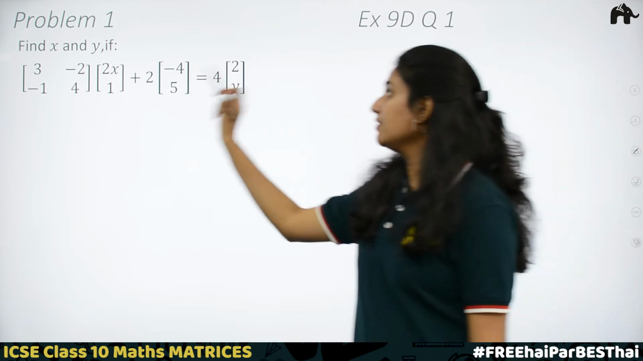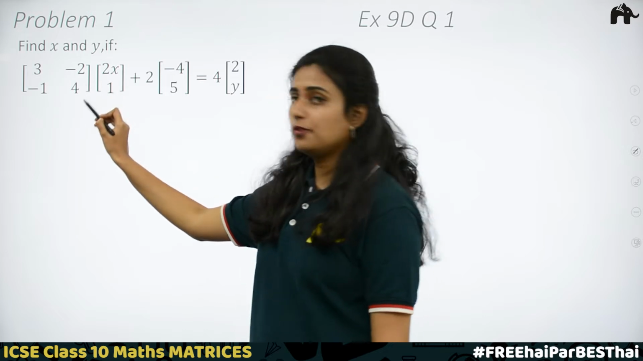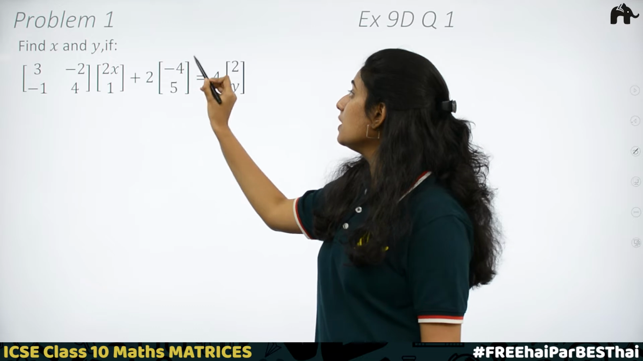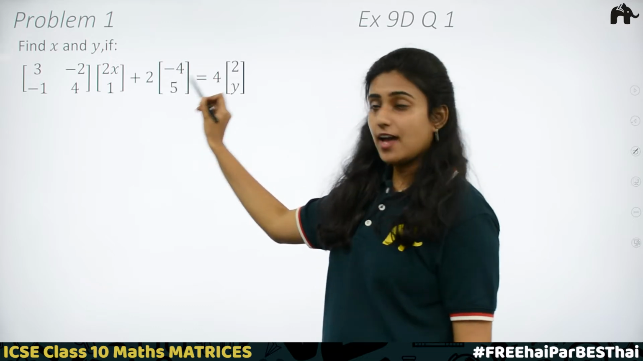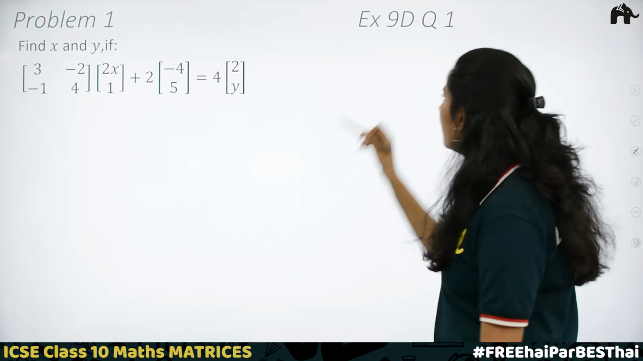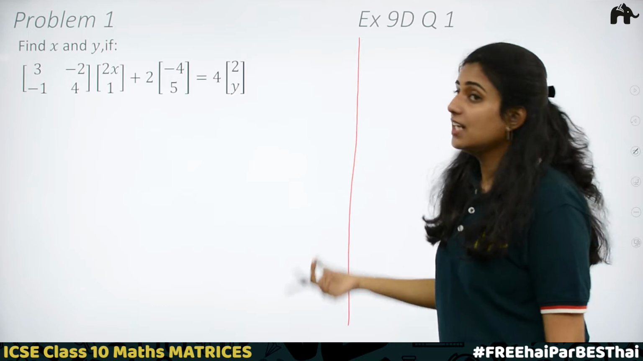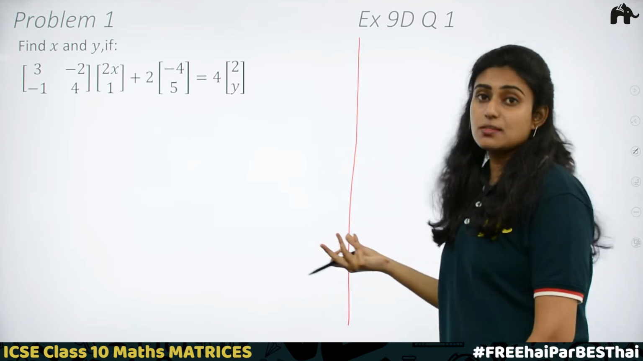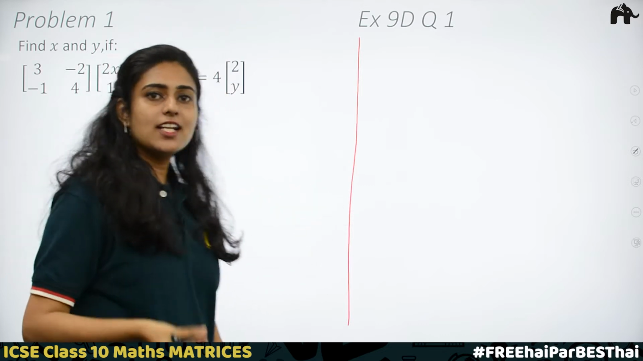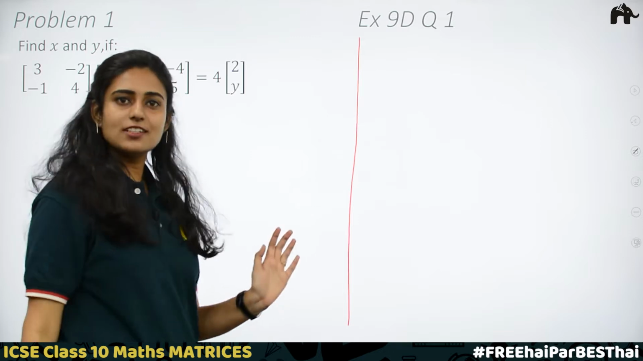Find x and y if [[3, -2], [-1, 4]] into [[2x], [1]] plus 2 into [[-4], [5]] is equal to 4 into [[2], [y]]. We have studied matrix multiplication. We have studied scalar multiplication of a matrix. Yes, you remember? Also, we have studied addition and subtraction of matrices. All these concepts can be put together to solve this question.